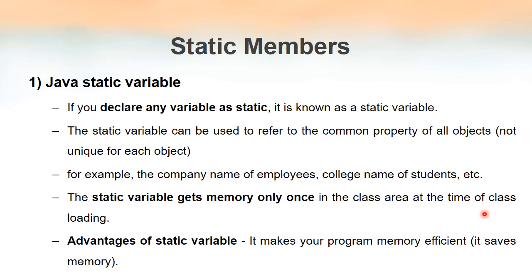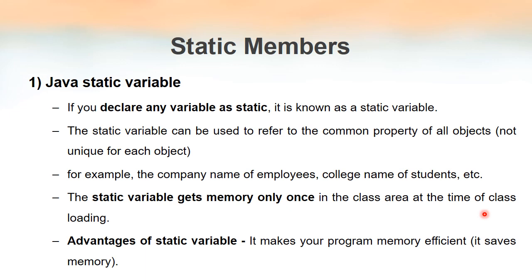So what if among these 3 variables, one variable has a common value for all the 5 objects? Why can't we keep it as static, so that that variable will get the memory only once, that is when the class loads, and that memory will be shared among these 5 objects. So that much memory we can save. That is why we say that a static variable saves memory.